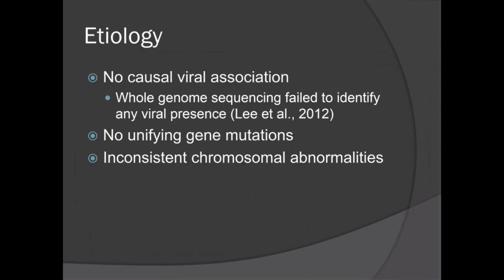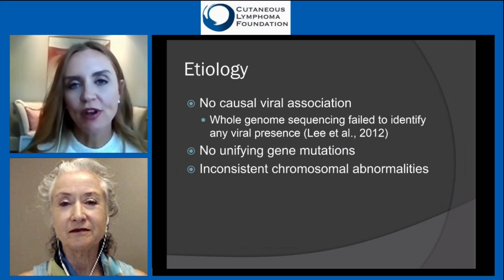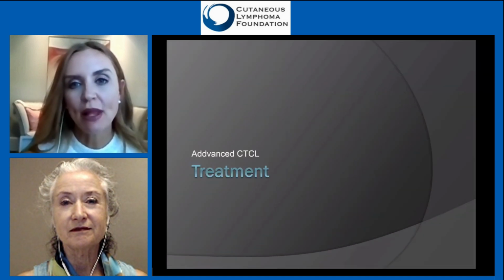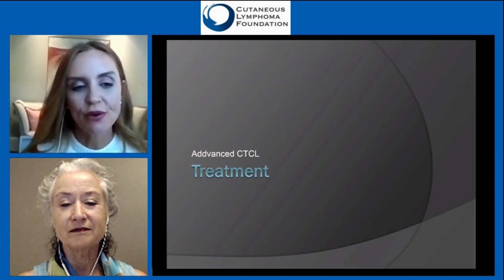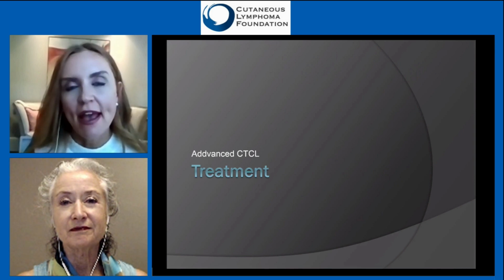So no specific causal viral association has been proven, and also there's no one specific gene mutation among all patients with CTCL. There are no chromosomal abnormalities that have been specific either. So this is still a big question mark, and ongoing research should be aimed at really drilling down on what may be contributing to CTCL, so that we can, in an intelligent, educated, and specific way, start to avoid things that may be potentially oncogenic.